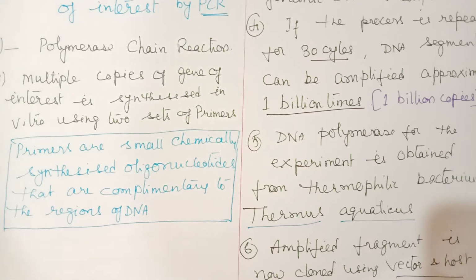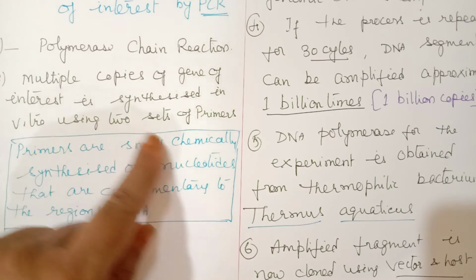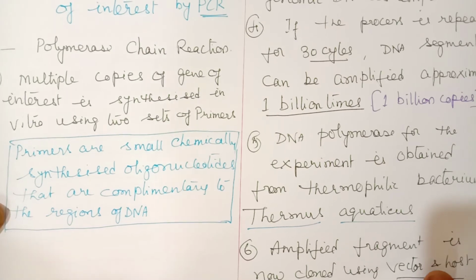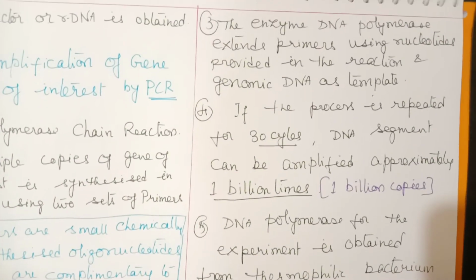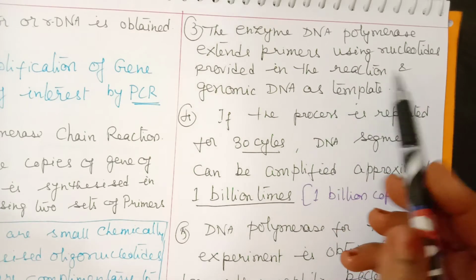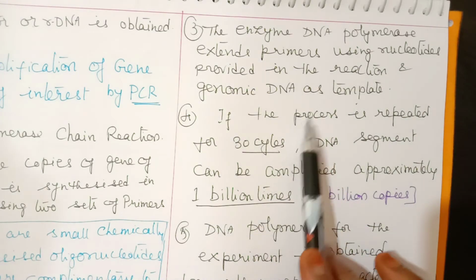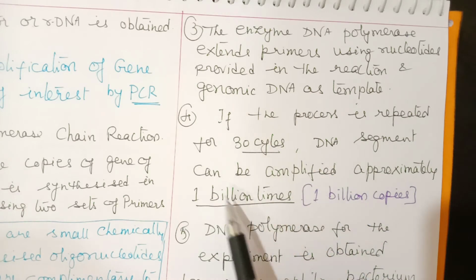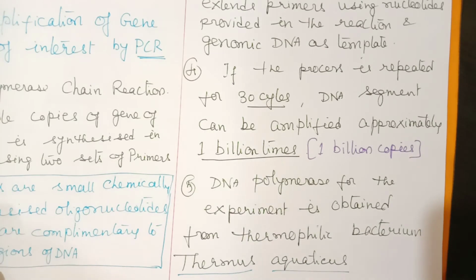So, primers are normally synthesized by reverse transcriptase. If it is a DNA primer, it is synthesized from RNA. In the polymerase chain reaction experiment, DNA primers are used. You know, in the natural method of DNA replication in living cells, RNA primers are required. Now, the enzyme DNA polymerase extends the primers using nucleotides provided in the reaction, on the template. If the process is repeated for 30 cycles, then the DNA segment is amplified about 1 billion times.